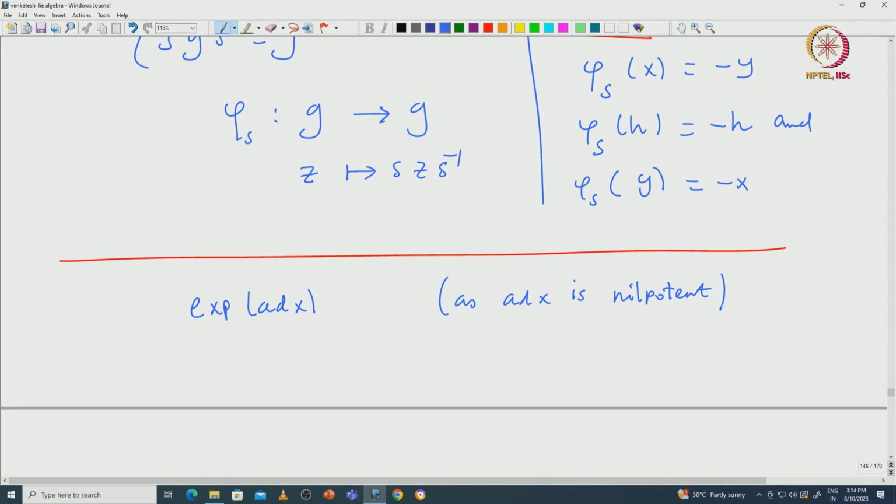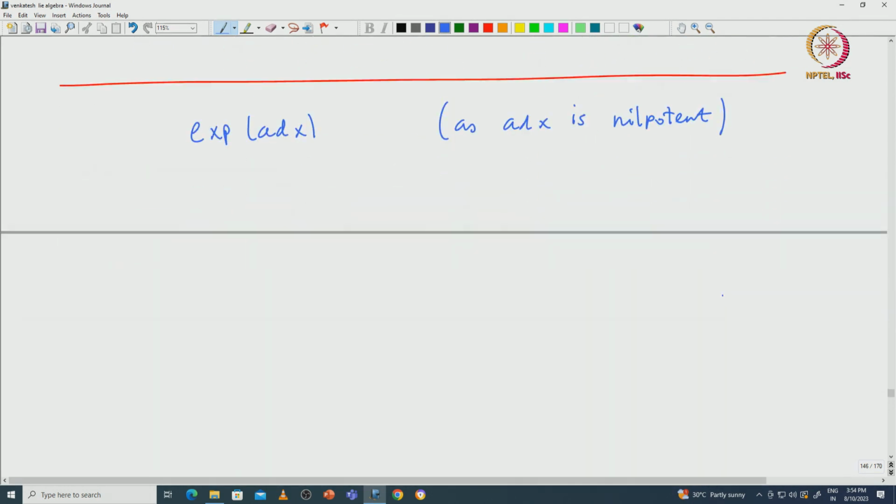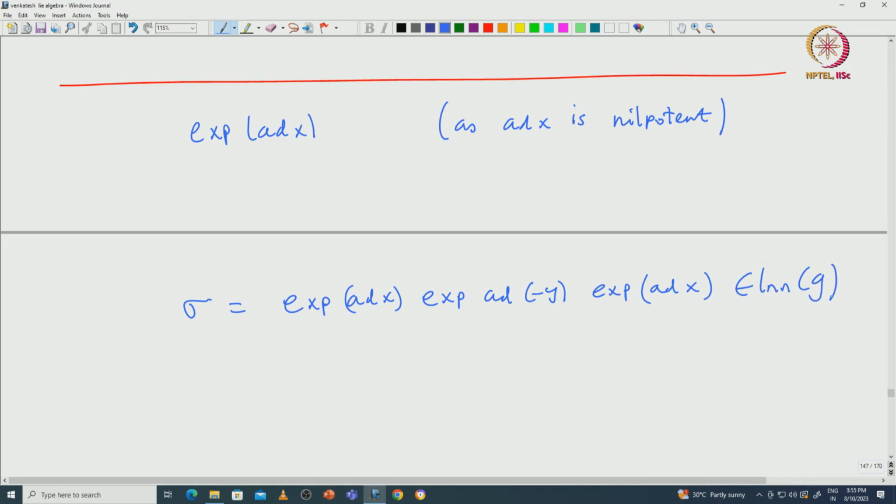Similarly, ad y is also nilpotent. So in particular we can talk about this particular element sigma, which is exponential of ad x, exponential of ad minus y, and then exponential of ad x again. So this is some element inside the inner automorphisms of G. So this maps G to G as it is an inner automorphism.